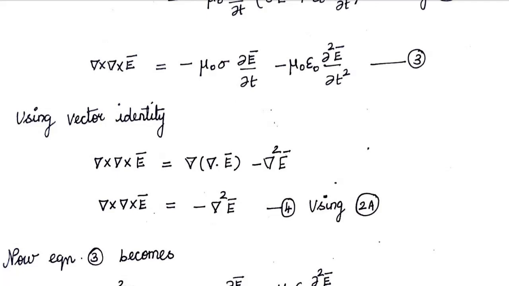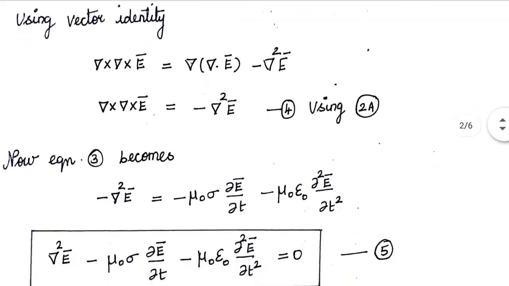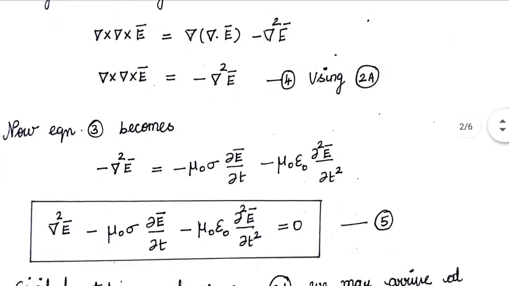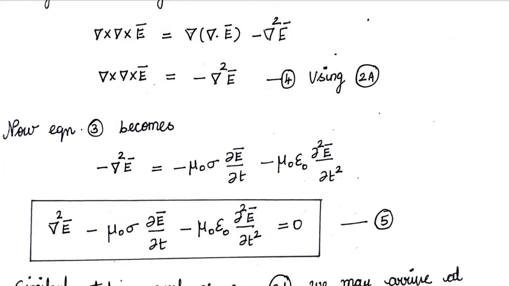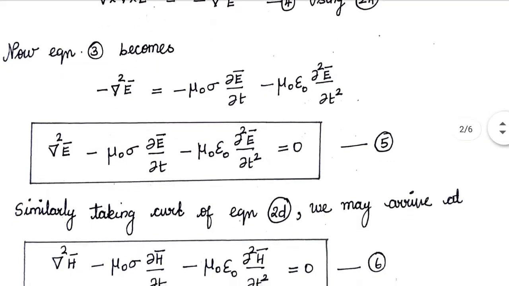Compare equation number 3 and 4. We get minus del square E equal to minus mu naught sigma dou E by dou t minus mu naught epsilon naught dou square E by dou t square. Now bring everything to one side. We get del square E vector minus mu naught sigma dou E vector by dou t minus mu naught epsilon naught dou square E vector by dou t square equal to 0. So this is a wave equation in terms of E vector.